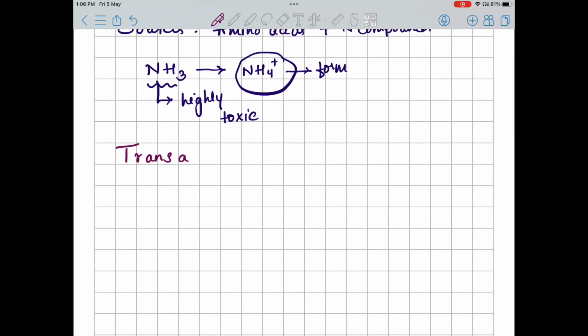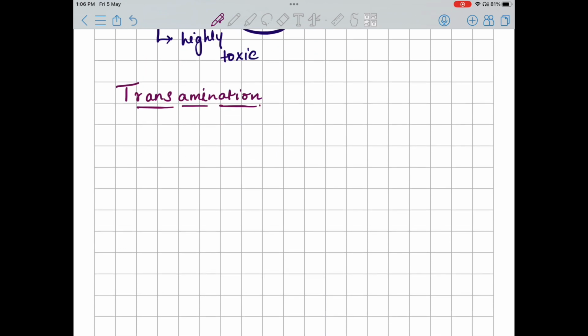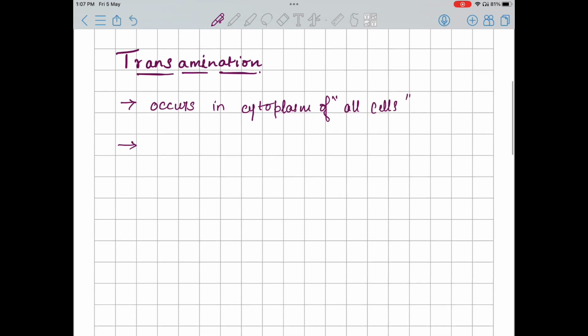Now we'll look at transamination process in detail, and in transamination first we'll look where does it occur, after that which enzymes are used, and the entire overview of the cycle is also important. So transamination occurs basically in the cytoplasm of cells. Now it occurs in cytoplasm of all the cells. So it could be liver cell, it could be in the muscles, it could be in any organ.